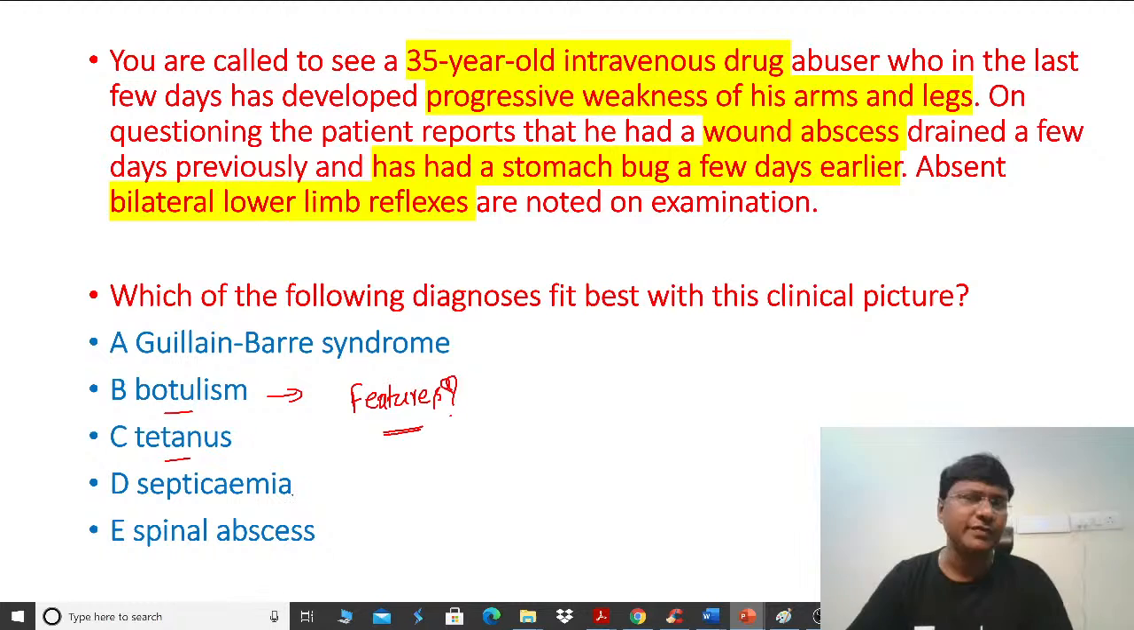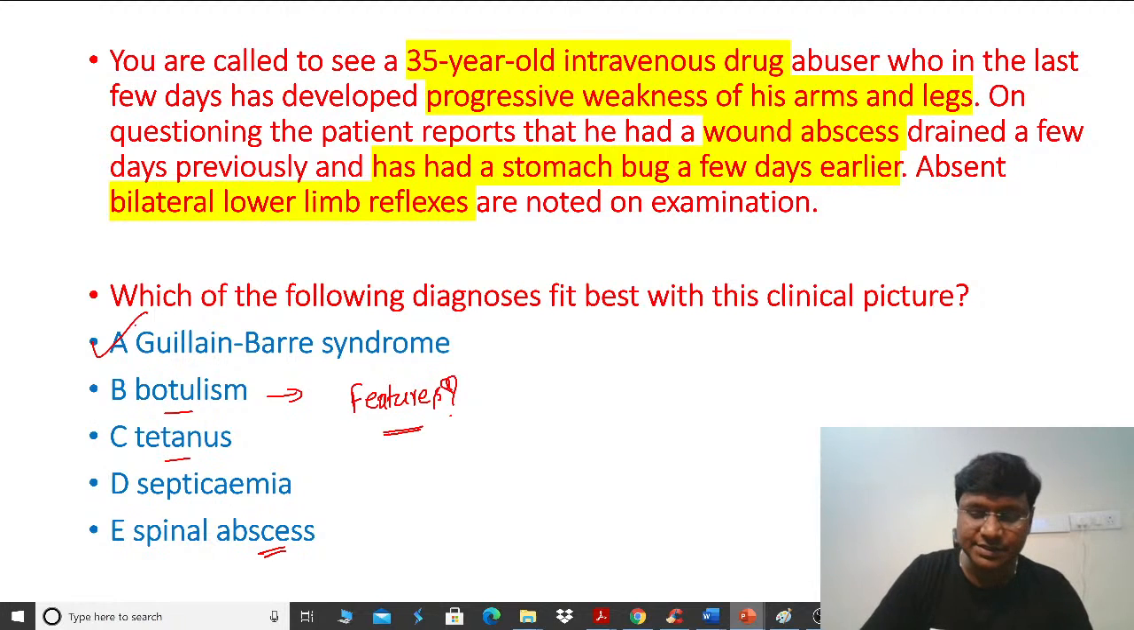In septicemia, what will you have? Mainly fever. And in spinal abscess, what will you have? Mainly back pain as well as fever. But nowhere in the history do you have such clinical features. So septicemia as well as spinal abscess can be taken out. The answer will be Guillain-Barré syndrome.